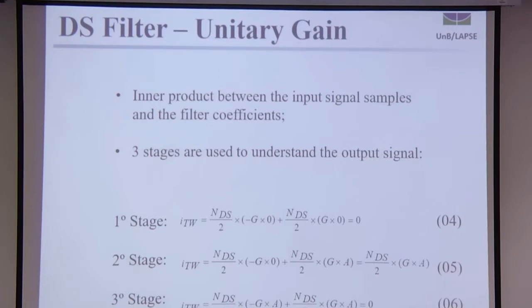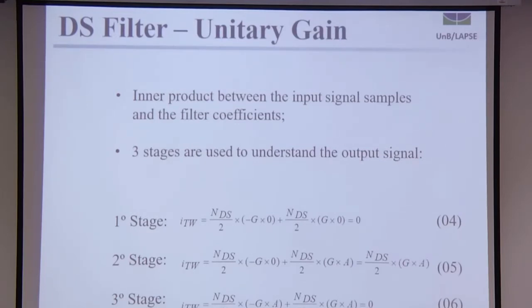To identify this G gain value, 3 stages are used in this paper to understand the output signal. Stage 1, while the coefficient window lies before the step change, presented by equation 4. Stage 2, if the coefficient window lies centered on the step change, presented by equation 5.